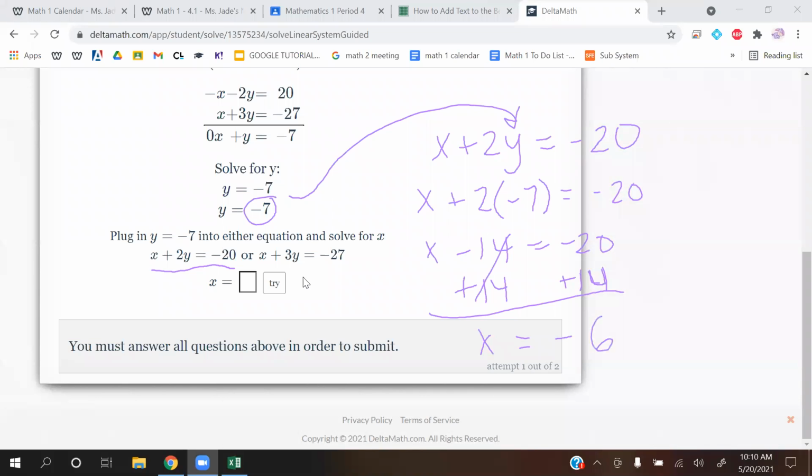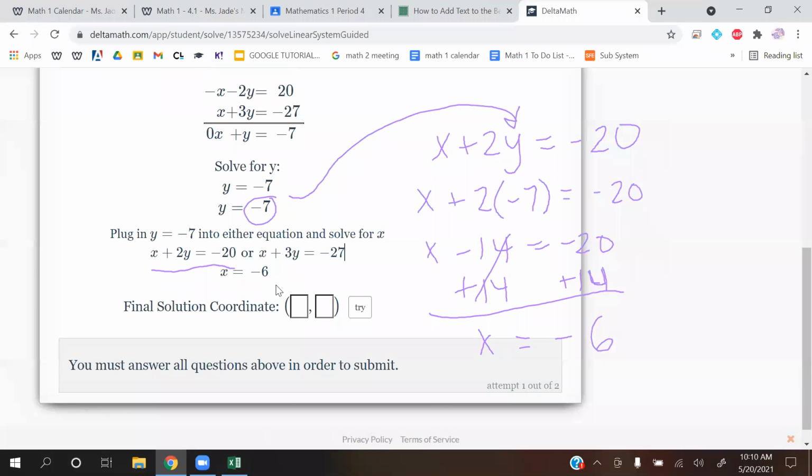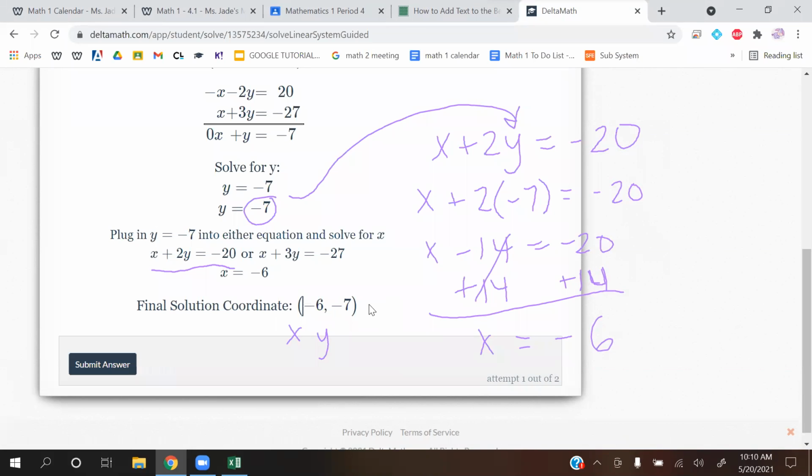So then I'm going to press try after I type it in. And if it's wrong, it won't let me finish. But looks like it was correct. If it wouldn't let me finish, then you just need to go back and fix it yourself. Final solution, remember that it's x first and then y. So our x was negative 6. Our y was negative 7. And then I'm going to press try. And it lets me have the submit answer button, which means we are definitely guaranteed to be correct. So before I submit that, are there any questions?